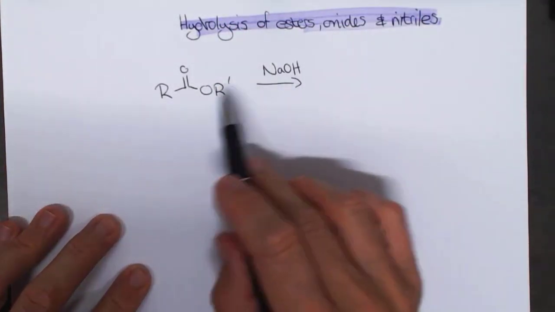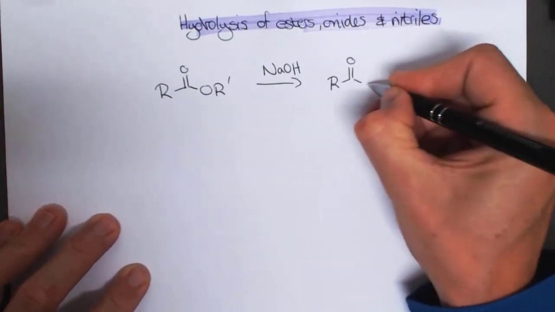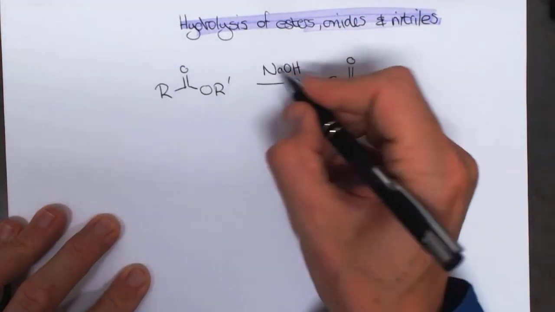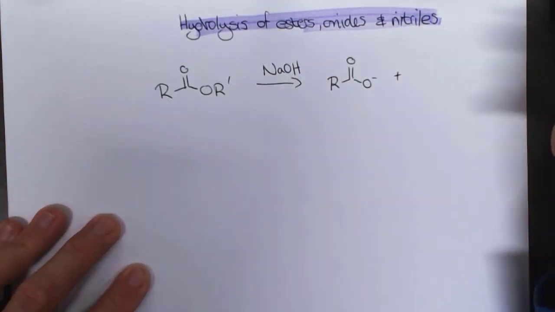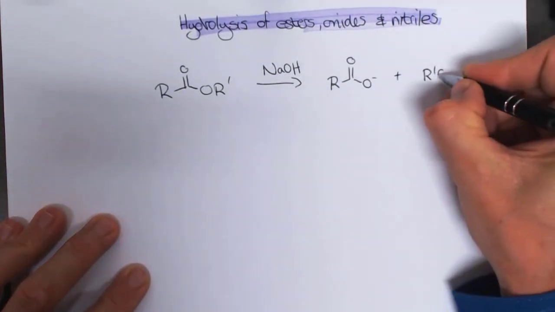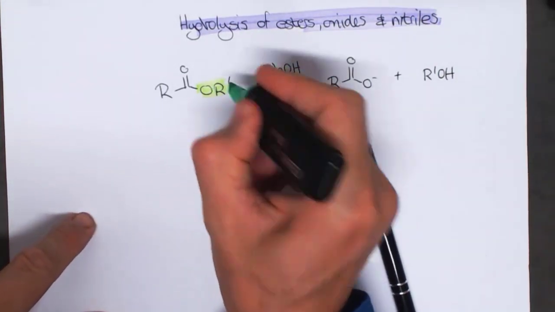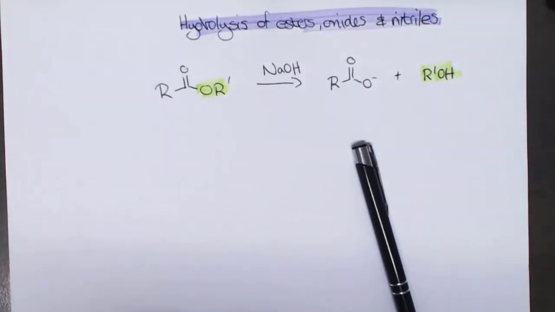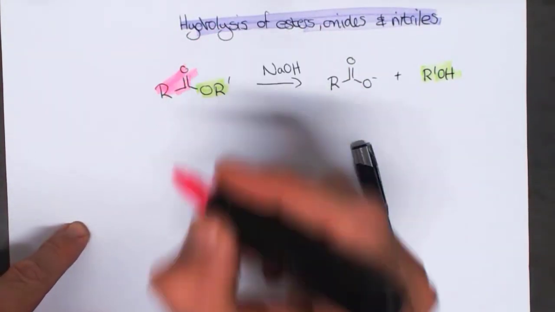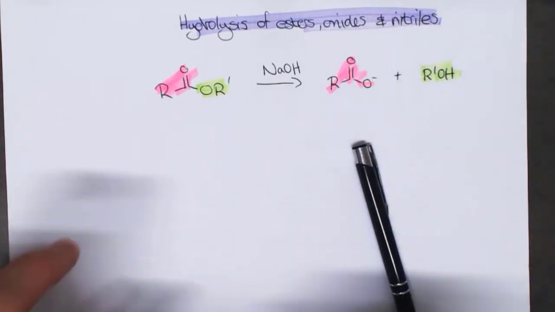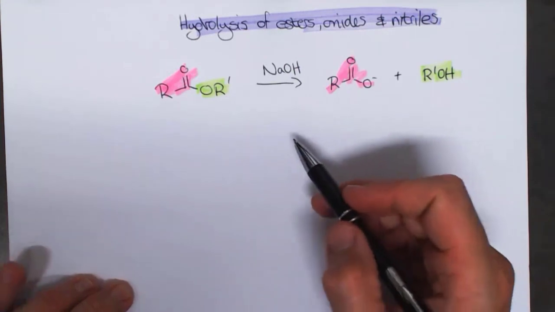So if we did a base hydrolysis of esters, what we ended up with was the carboxylate salt, so O minus, and then we have the counter-ion, the sodium, plus the alcohol for the other group. So this would be R prime OH. This part over here is our alcohol, and the other part is our ester, or became our carboxylate, which is that over there.